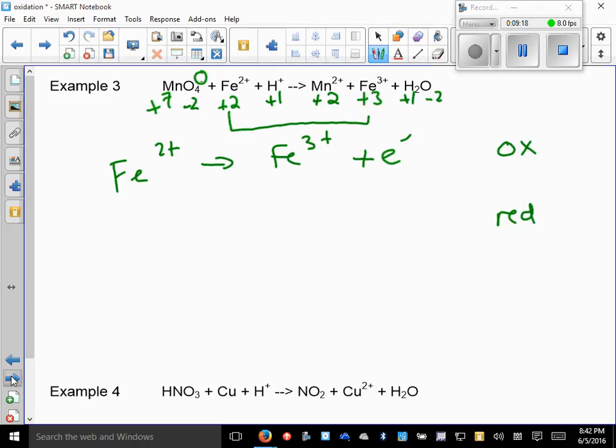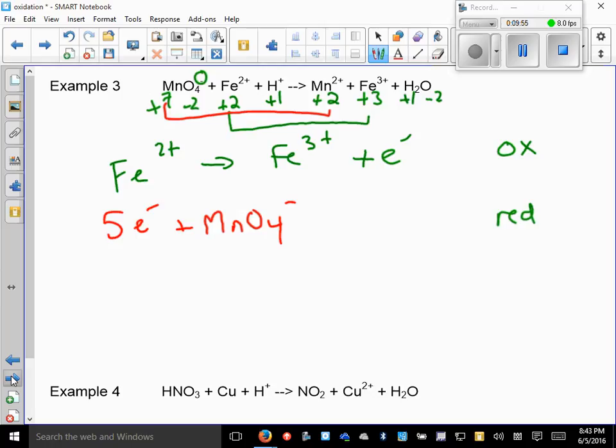So now I have to look for what's being reduced. What's gaining electrons? Well, I see this guy right here went from +7 to +2. Now, if you're doing a question and you have 3 things that change charge, you've made a mistake. You should have 1 thing losing electrons and 1 thing gaining electrons. Here, it looks like there's 5 electrons involved. 5 electrons plus MnO4-. I have to include everything related. I can't just include the Mn.